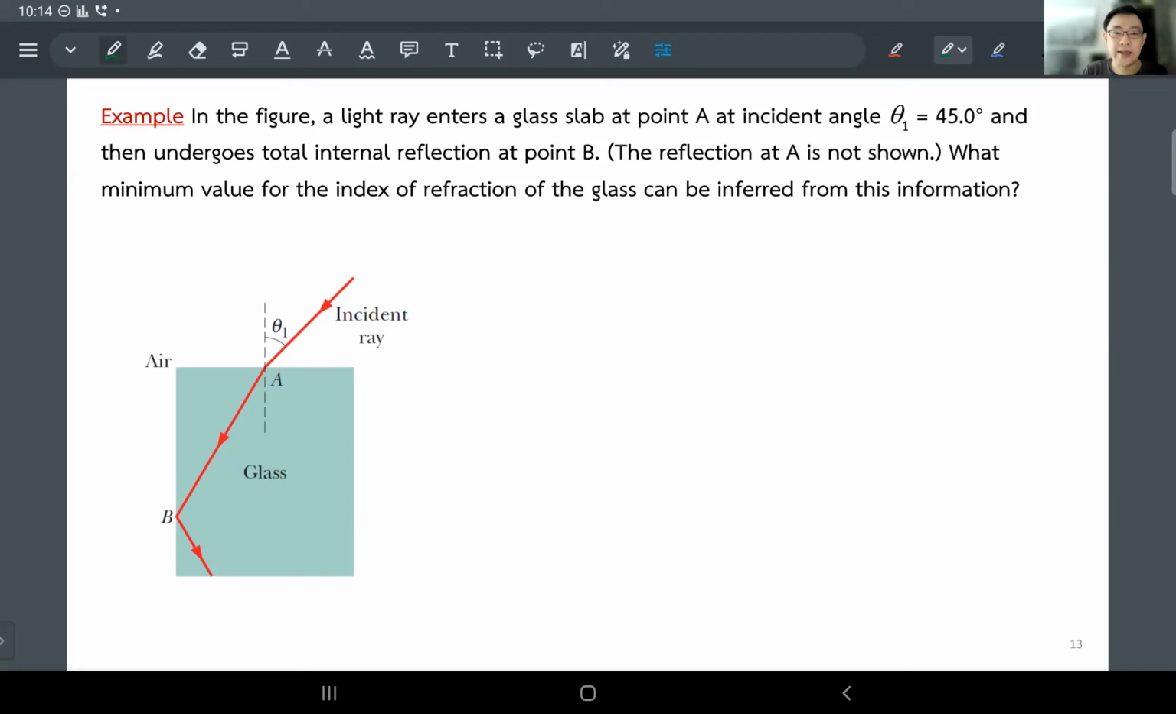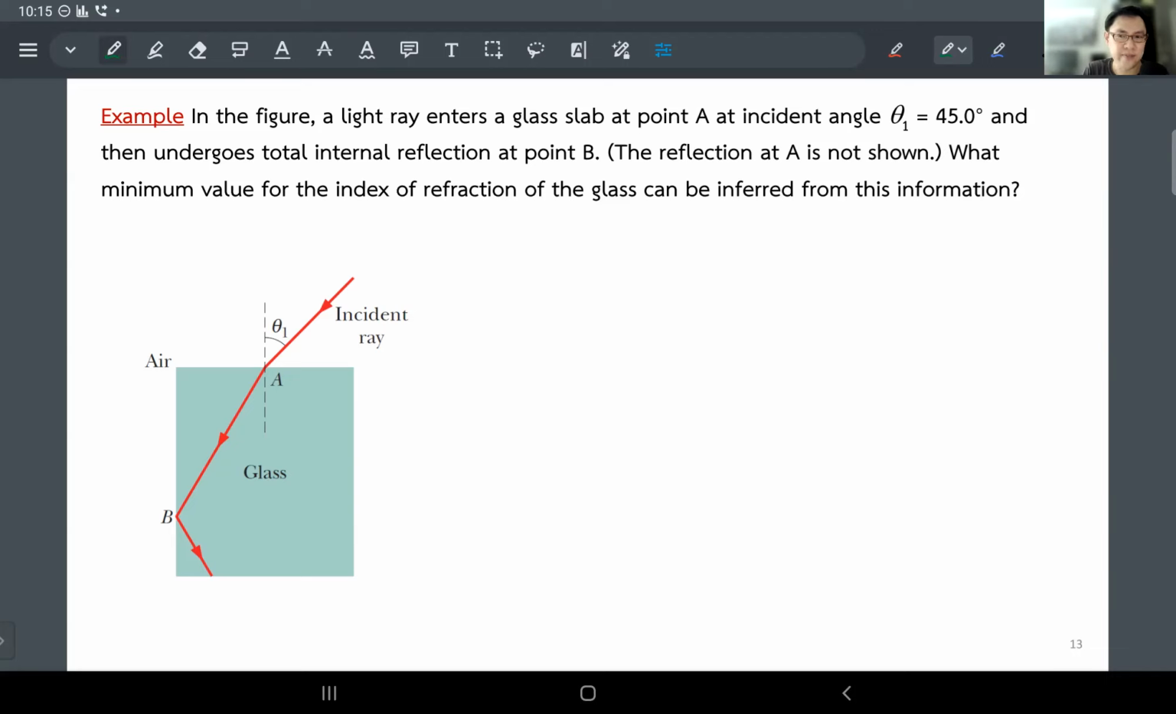In the figure, a light ray enters a glass slab at point A on the top at an incident angle theta 1 given to be 45 degrees. Then it undergoes total internal reflection at point B, the one on the left interface. What minimum value of the index of refraction of glass can be inferred from this information? Is that cool, guys? Once again, they want a minimum value of n of glass. If you hit that minimum value and somehow have a glass with a larger n, then you are guaranteed that it's easier to get total internal reflection.